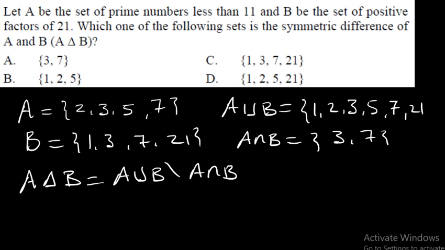So when we are asked to find A delta B, we have to take the union but without the intersection, which means we have to cancel 3 with 3 and 7 with 7. These are the common ones found in both. So the answer should be 1, 2, 5 and 21, which is D.